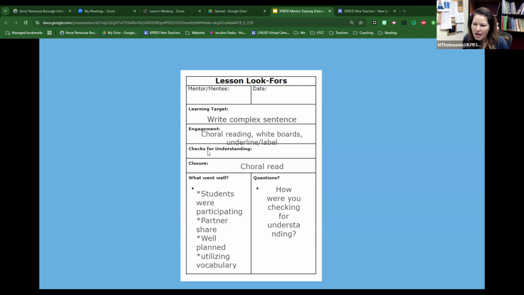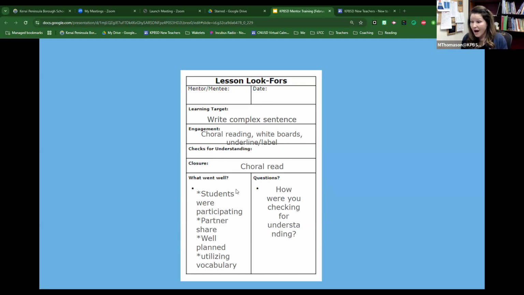Now, we didn't see any checks for understanding in there because it was only a 3-minute video. However, if you're doing your classroom visit and you don't see a check for understanding, maybe that's a question that you ask your mentee: how were you checking for understanding? Not seeing these big ticket items in the lesson will help you generate where you want the conversation to go.